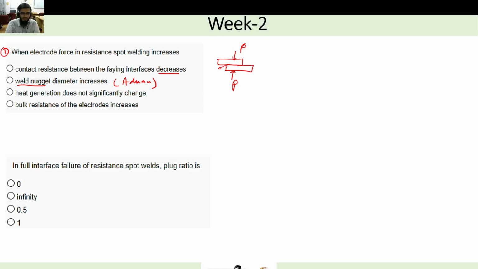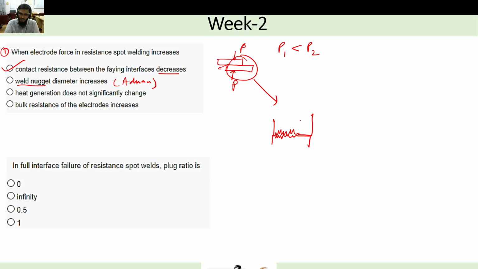So the right answer for this problem is option A only. Why? Because let's say in one case you have a load P1, and in another case you are applying a higher load. If you simply put two plates, there will be air in between, right? No surface is completely smooth. If you zoom into this section, some surface roughness will be there in both surfaces, and air gaps will be there.